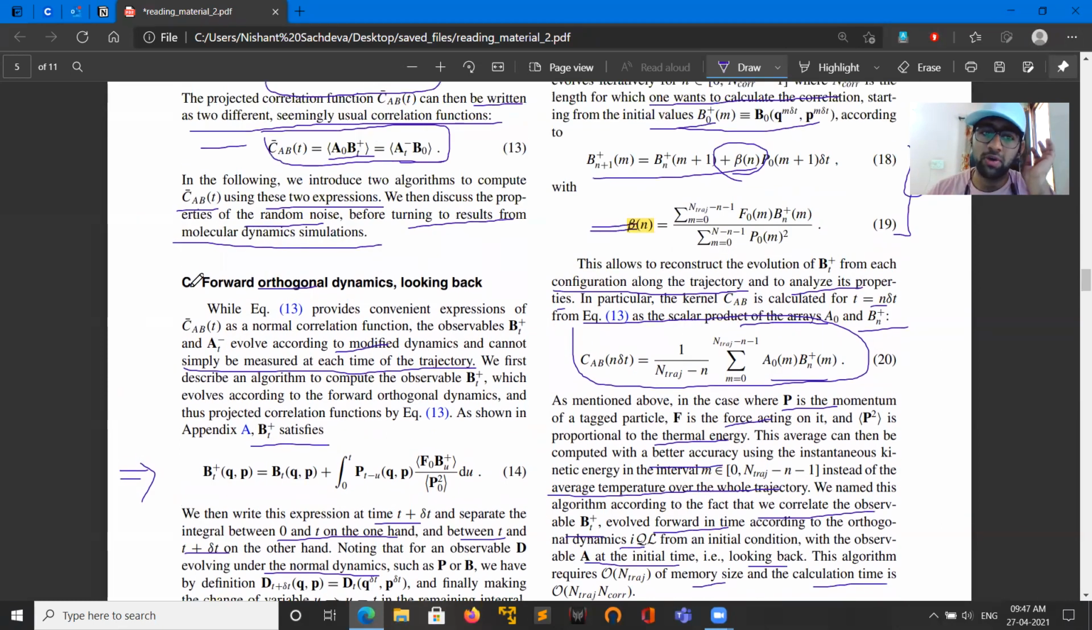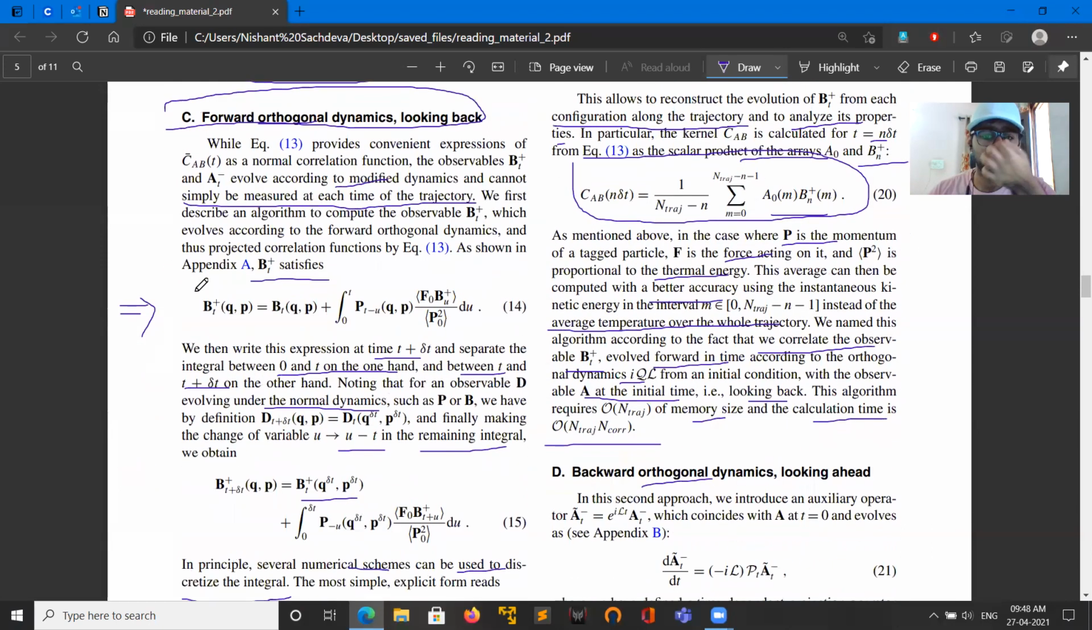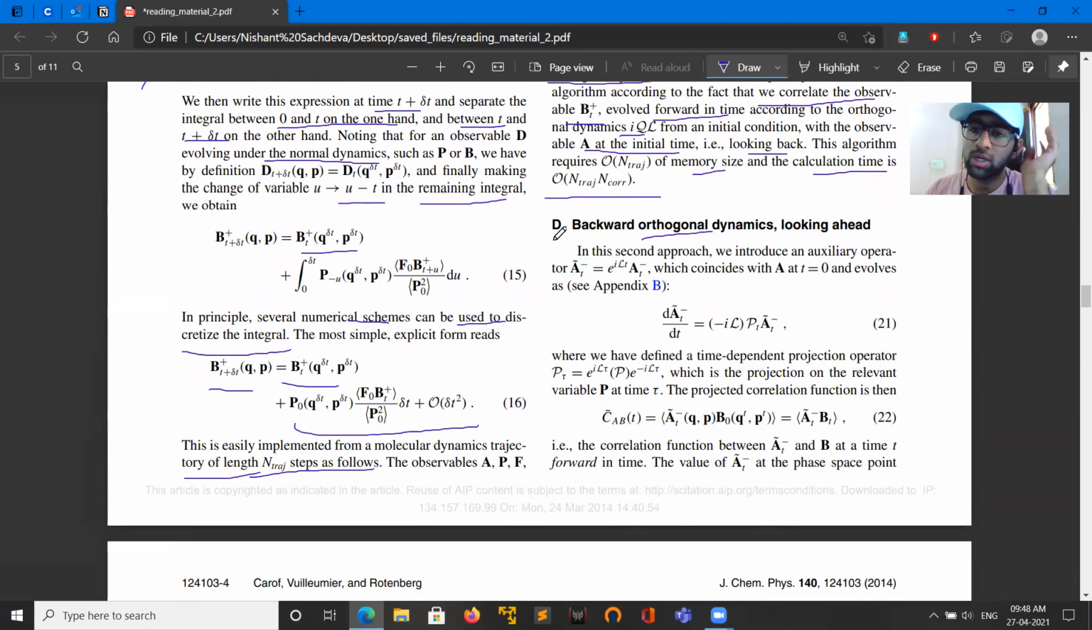This finishes our forward orthogonal dynamics algorithm. We had to do two algorithms, and the first one is done. Now we'll work on the backward orthogonal dynamics, where we look ahead.